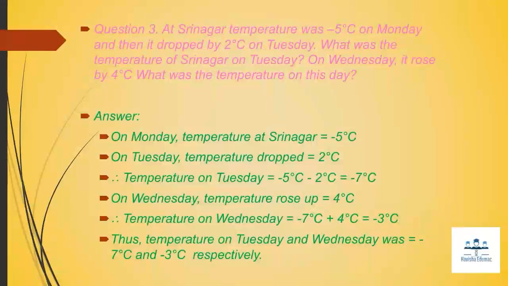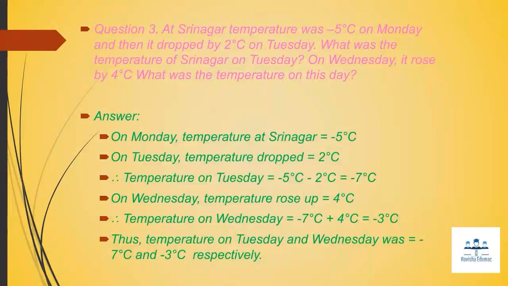Question number 3. At Srinagar, the temperature was minus 5 degrees Celsius on Monday and then it dropped by 2 degrees Celsius on Tuesday. What was the temperature of Srinagar on Tuesday? On Wednesday, it rose by 4 degrees Celsius. What was the temperature on this day? They mentioned that on Monday it was minus 5 degrees Celsius and on Tuesday the temperature dropped by 2 degrees Celsius. They didn't give the temperature of Tuesday, they said it dropped, that is, it decreased by 2 degrees Celsius.